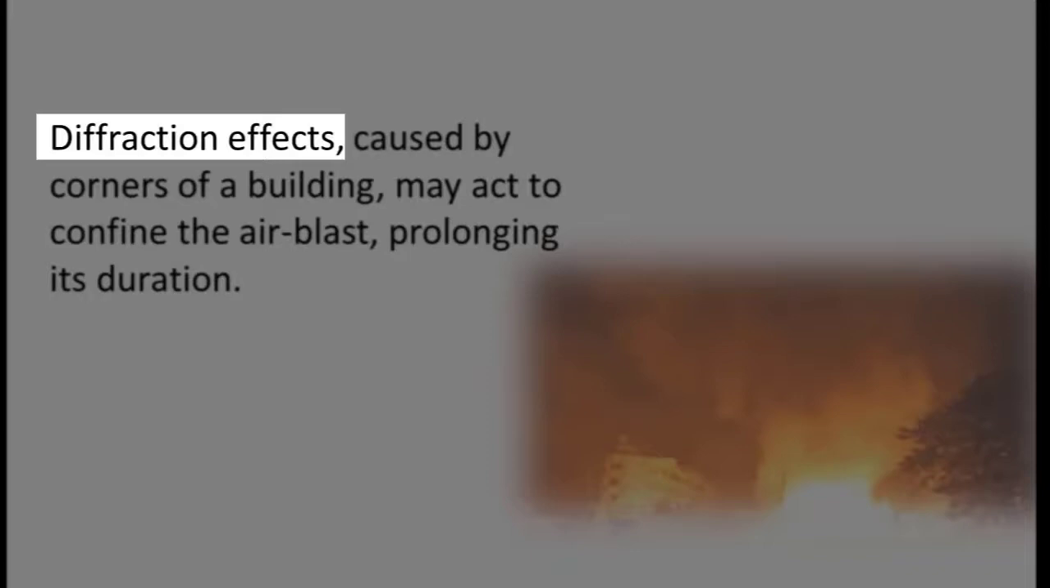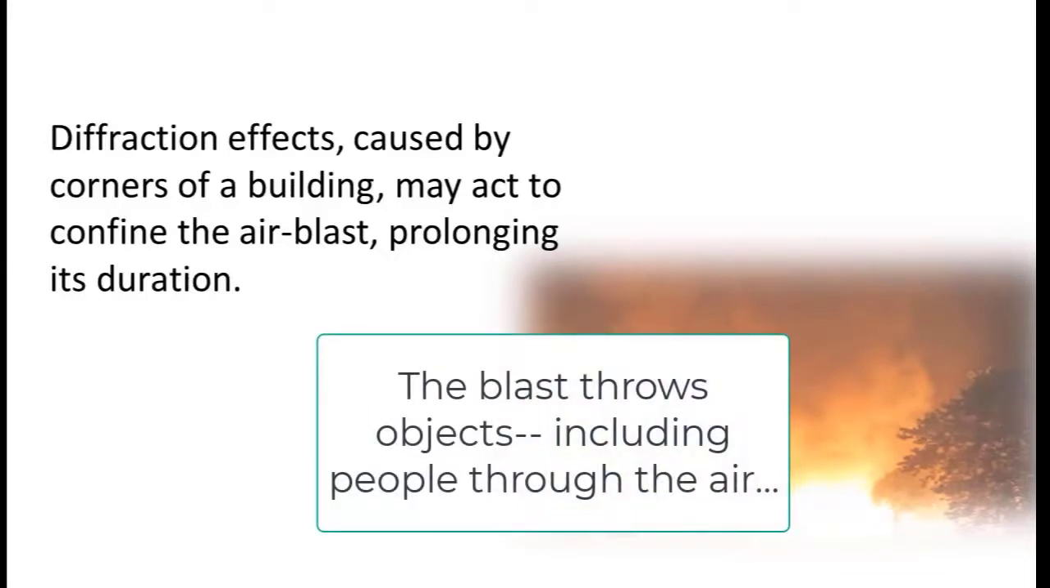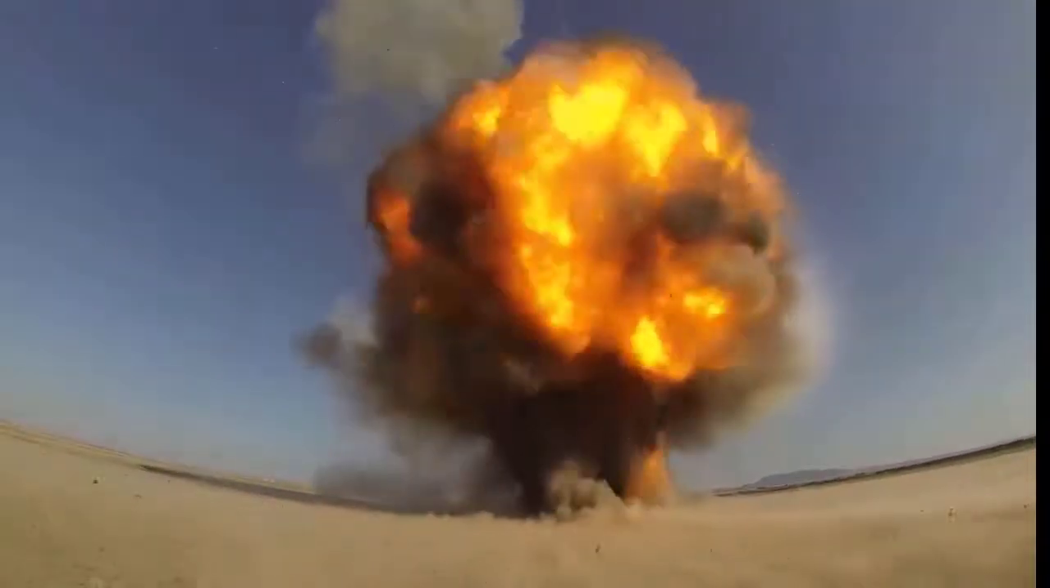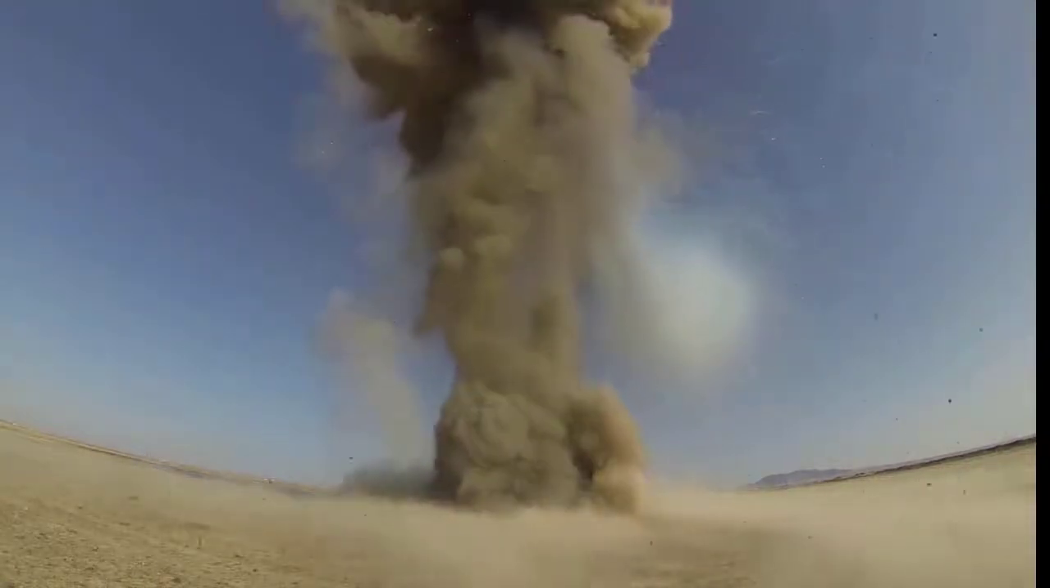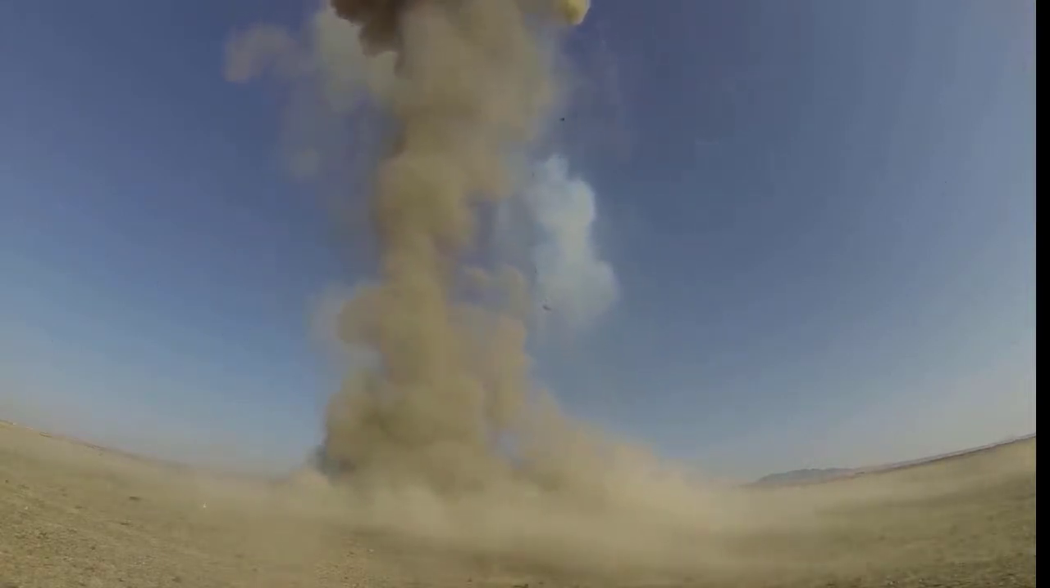Also, diffraction effects caused by the corners of a building may act to confine the air blast, prolonging its duration. Late in the explosive event, the shock wave becomes negative, creating suction. Behind the shock wave, where a vacuum has been created, air rushes in, creating a powerful wind or drag pressure on all surfaces of the building. The wind picks up and carries flying debris in the vicinity of the detonation. In an external explosion, a portion of the energy is also imparted to the ground, creating a crater and generating a ground shock, kind of like a high-intensity, short-duration earthquake.